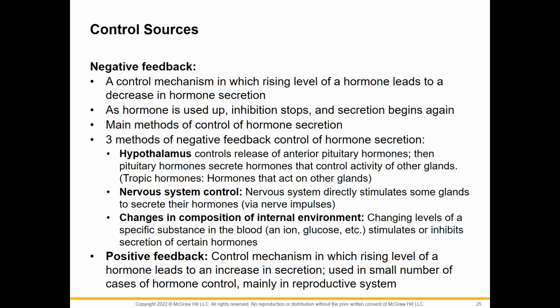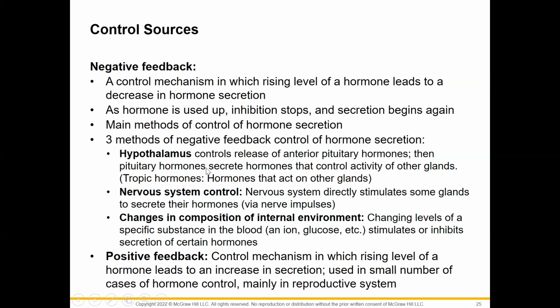Remember when we talked about the hypothalamus, we saw that it was releasing hormones, inhibiting hormones. So these are not the hormones that the other organs are going to use. These are the hormones that actually tell the other organs to start or stop producing their product. All right. So the hypothalamus controls the release of anterior pituitary hormones.